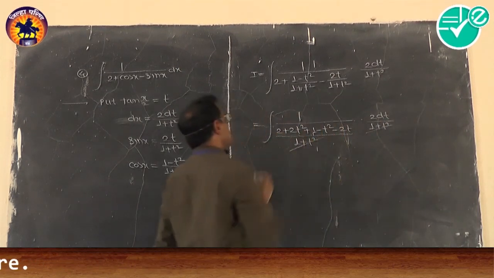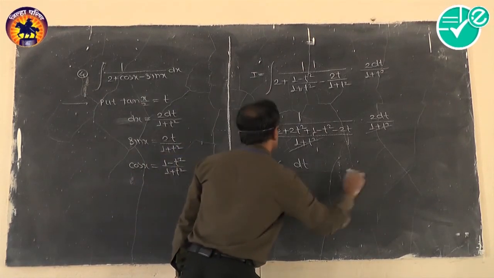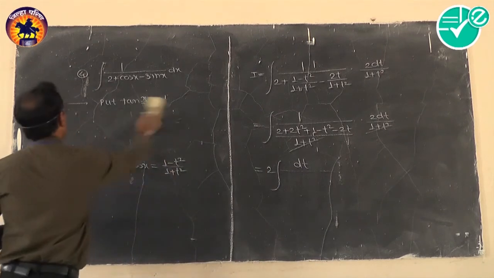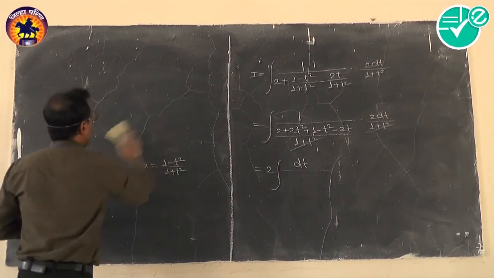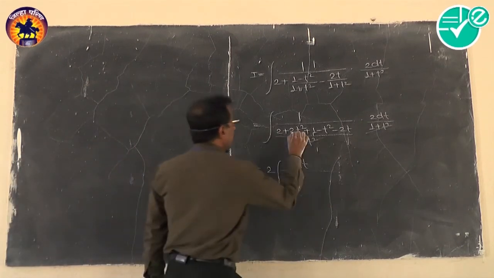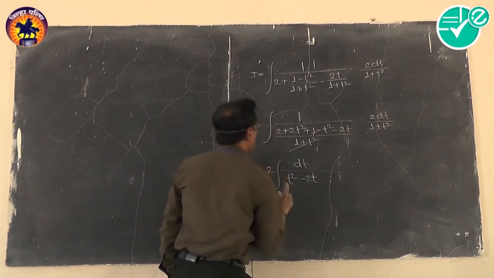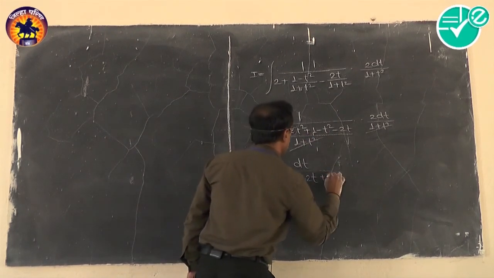1 plus t square and 1 plus t square get cancelled. 2 is constant, take outside. I will be doing the steps fast, because if you want, you can pause the video and we can make a review of this video. So that's why I will be writing fast. 2t square minus t square is t square. It is minus 2t, and very last 2 plus 1 is 3.